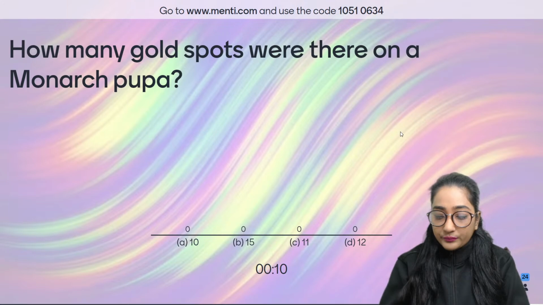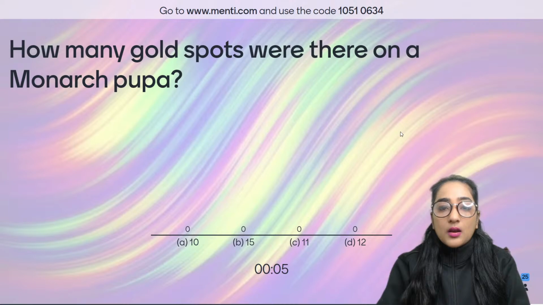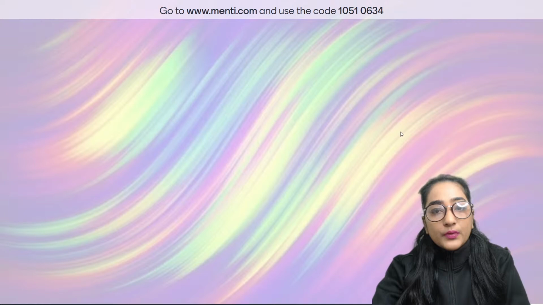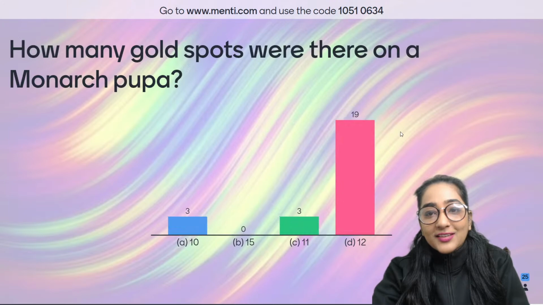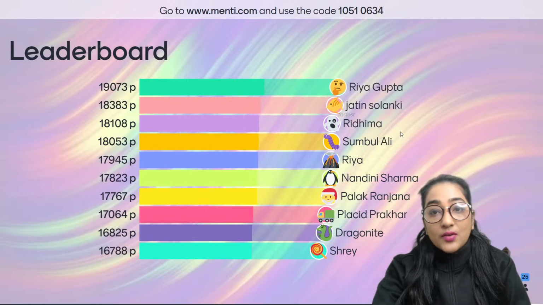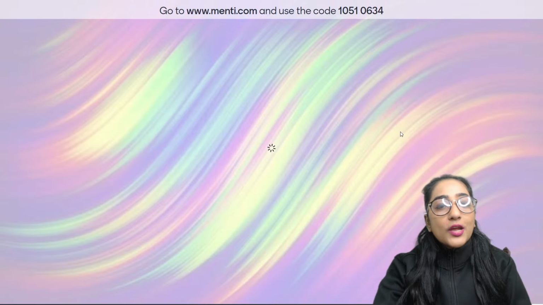Here we go, everyone. 5, 4, 3, 2, 1. And the time is up. All right. So what does it call for? Very good. 12 students. You guys are right about that. All right. I mean, sorry, the number of students were different, and I mean 12 is the right answer, okay? It's 19 students, you guys are right about that. Let's have a look at the leaderboard, everyone. Riya is at the first position, then I've got Jatin, then Radhima, Sumbul, Rayanan, Nepal, Akplesh, Prakar, Dragonite, and Shrey. So the last 3 questions, congratulations if you all made through all the 20 questions so perfectly.